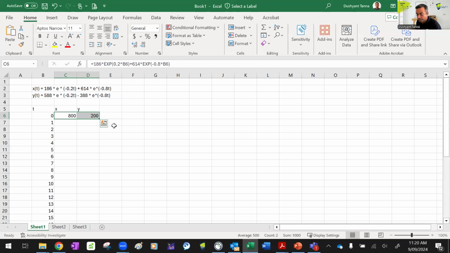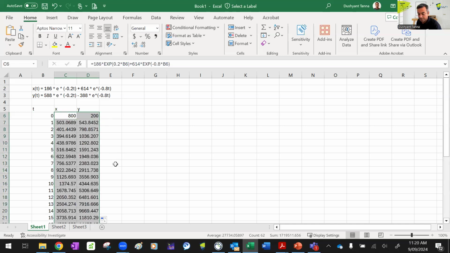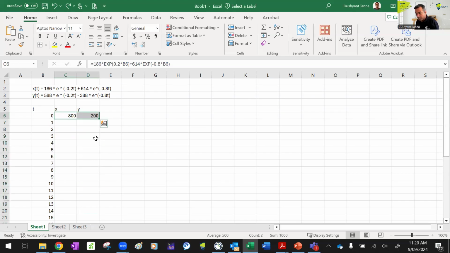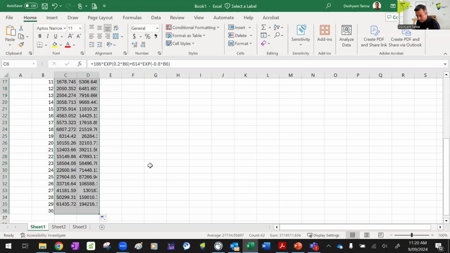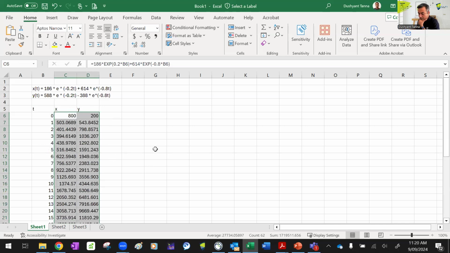Now what you do, you select these two, and either you double click and it will fill up everything. If you don't want it to do that, what you do is go like this and keep it dropping, dropping, dropping. Perfect. I just have to make sure that this one is good. Right. So it's declining here. That's perfect.